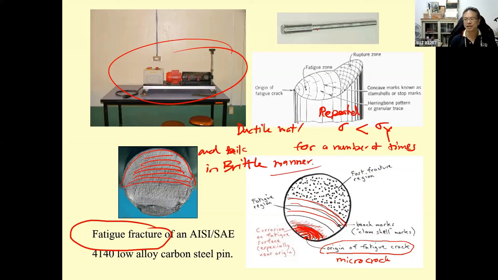I didn't take the picture. There was an accident in America many years ago. The fatigue crack in the steel bridge caused the collapse of the bridge and caused catastrophic loss of life.